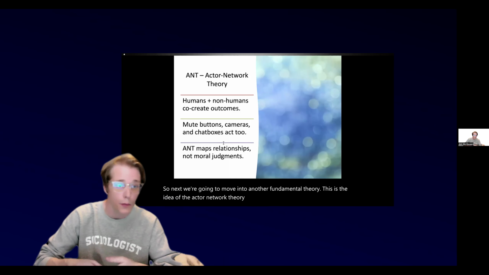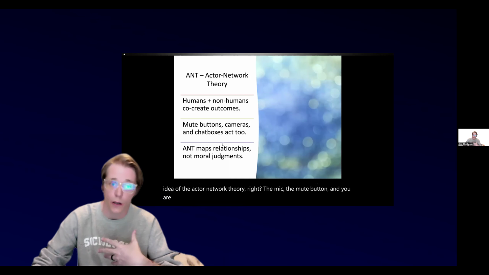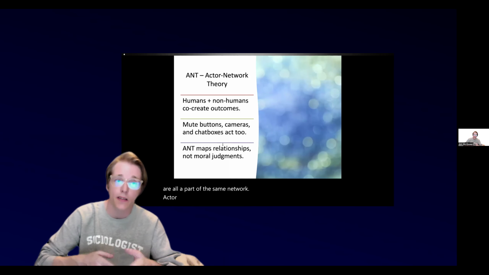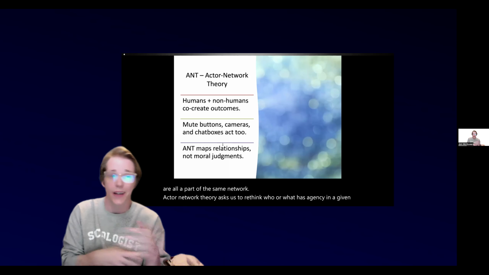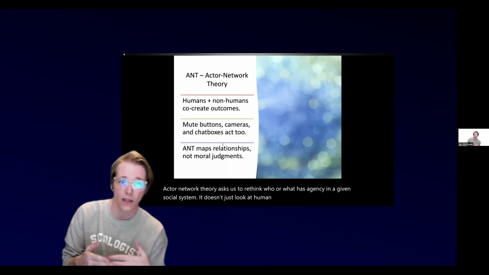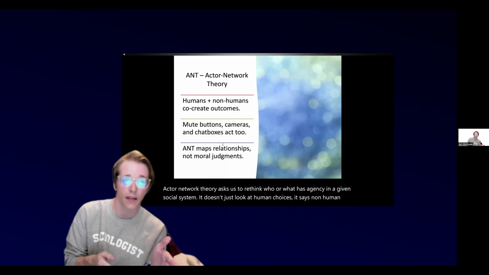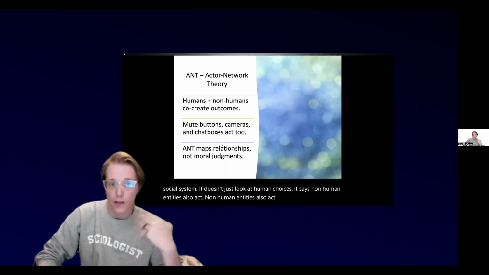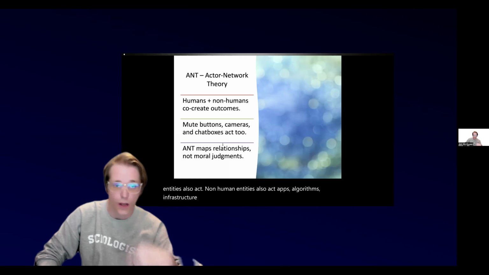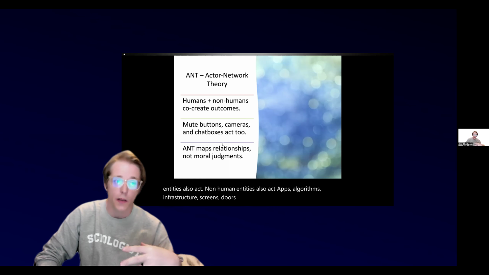The mic, the mute button, and you are all a part of the same network. Actor network theory asks us to rethink who or what has agency in a given social system. It doesn't just look at human choices. It says non-human entities also act. Apps, algorithms, infrastructure, screens, doors, thermostats. These all participate in shaping outcomes.